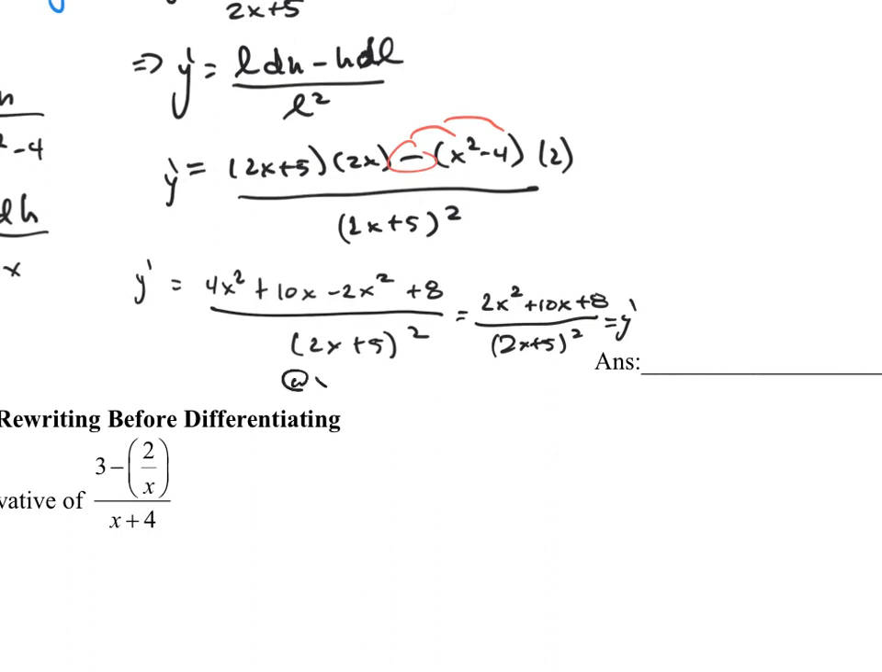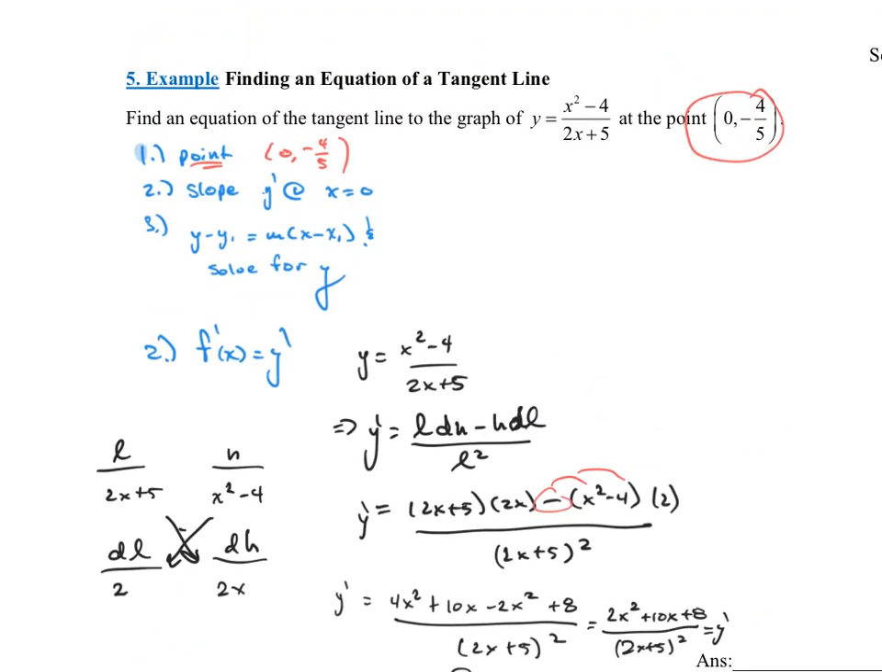So let's look at that at x equals 0. At x equals 0, that would be 2 times 0 squared plus 10 times 0 plus 8, all over 2 times 0 plus 5 quantity squared. So it looks like on top I'm getting an 8, right? On bottom I'm getting a 5 squared. Isn't that 25? And that doesn't simplify. So that means my slope is 8/25. So let me come back up here. My slope is 8/25.